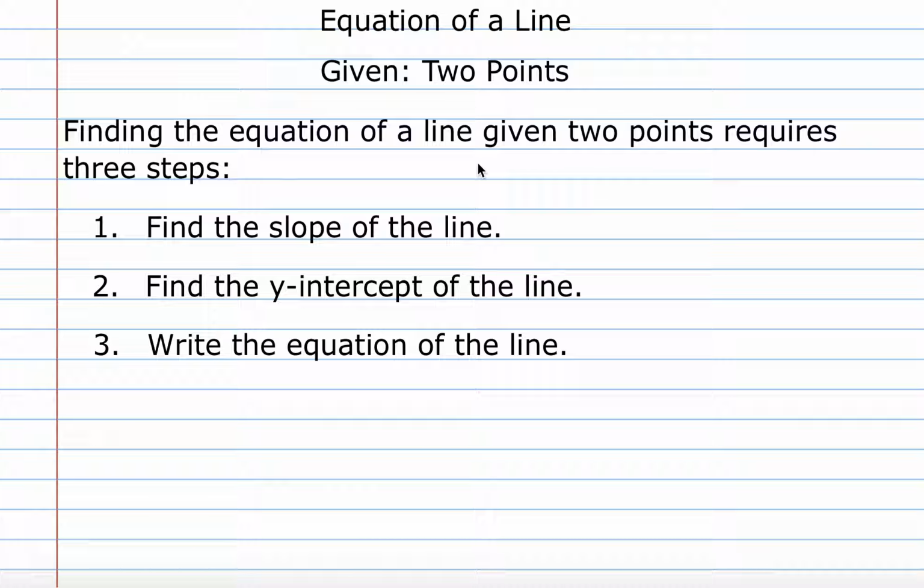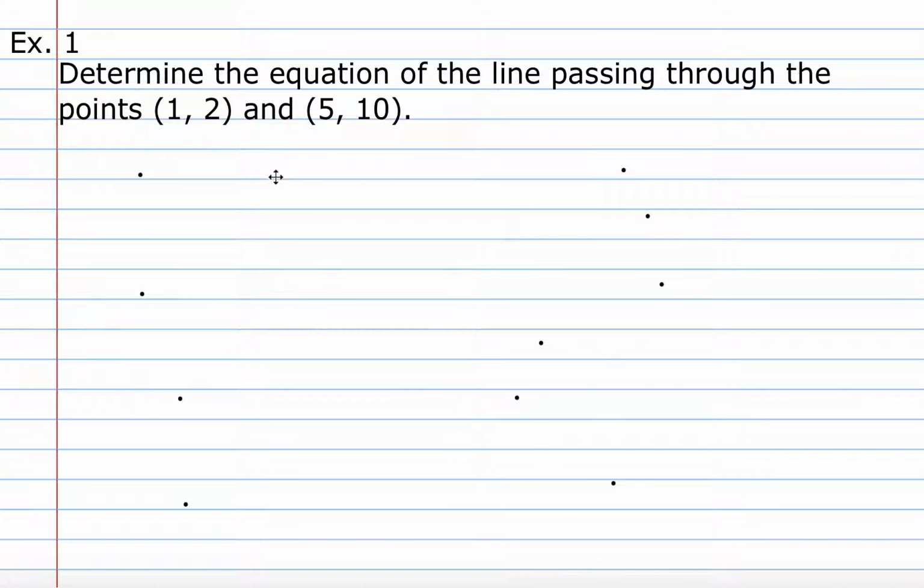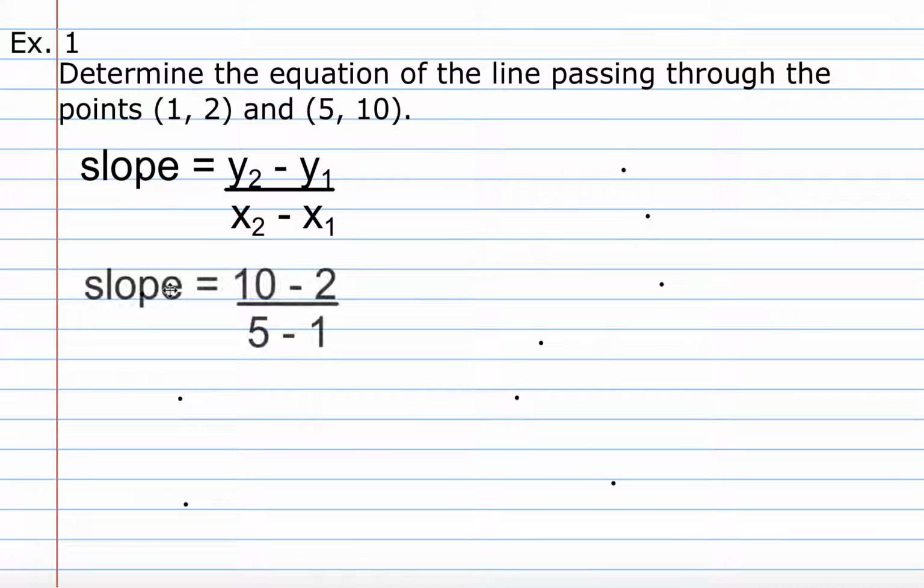So, finding the equation of a line if you're given 2 points. Really, the steps are the same as we've been doing before, but now you actually have to find the slope. We kind of touched on this on the last note, but you find the slope, you find the y-intercept, you write the equation. So for example, if I give you (1, 2) and (5, 10), we're going to find the slope first using y2 minus y1 over x2 minus x1. We've got 10 minus 2 over 5 minus 1. I've made this point 2, and I've made this point 1. 10 minus 2 is 8, 5 minus 1 is 4, so we get a slope of 2.